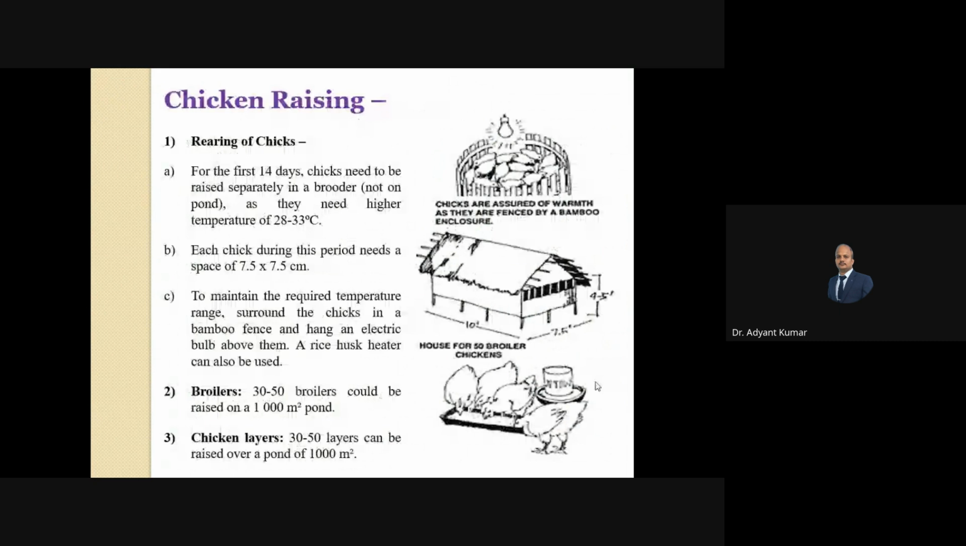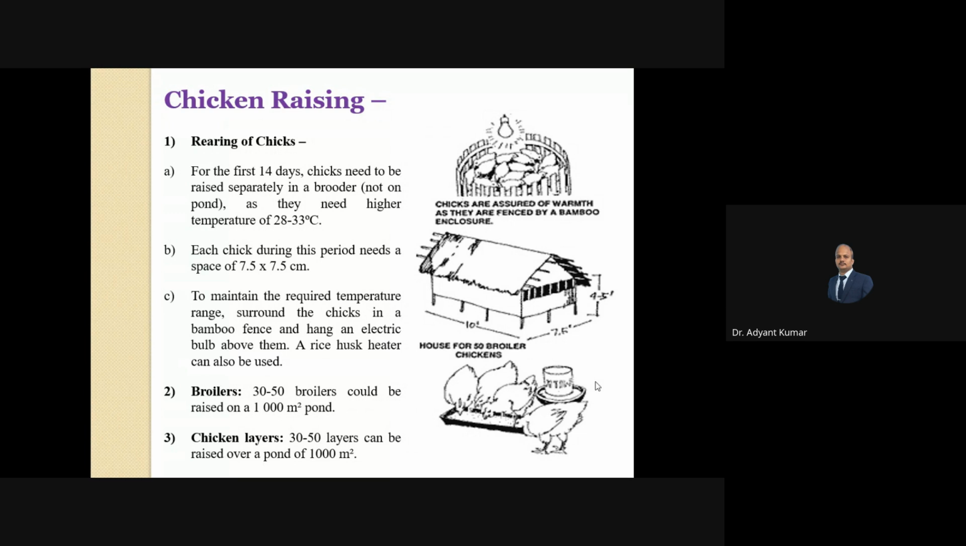Raising of chicken in this system. In rearing of chicks, for the first 14 days chicks need to be reared separately in a brooder, because they need a higher temperature of 28 to 30 degrees Celsius. During this period, each chick needs a space of 7.5 by 7.5 centimeter square area to maintain the required temperature. Surround them with a bamboo fence and hang an electric bulb above them. A rice husk heater can also be used.